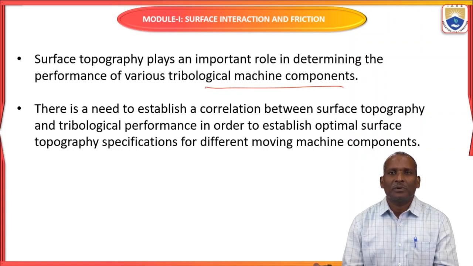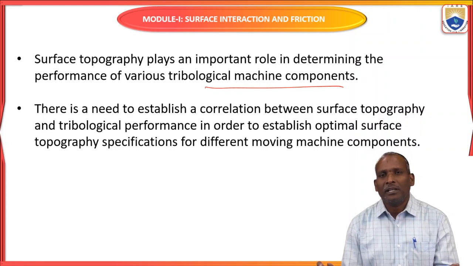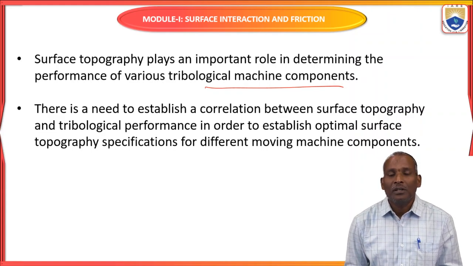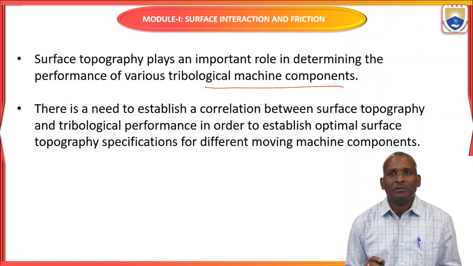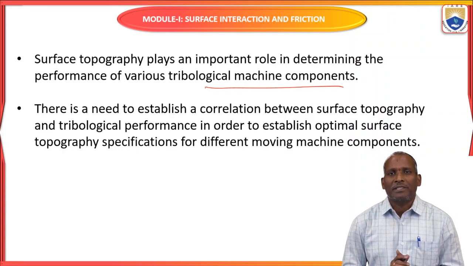For example, whenever you are machining in a lathe, you are doing some step turning. The performance, the quality, the final output depends upon the surface topography. If the surface finish is very poor, then automatically the performance of the component will be reduced. So before performing any operation, before designing a mechanical component, first you have to concentrate on the surface topography. That is why it plays an important role when calculating efficiency or performance of various machine components, the rubbing elements.